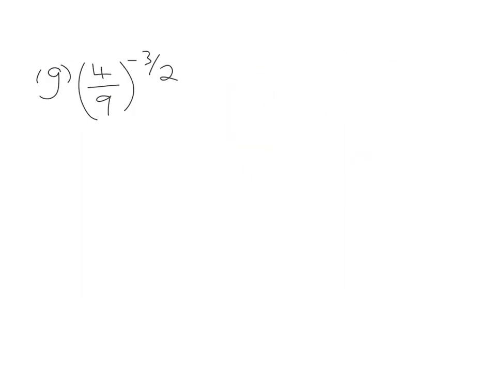Part G, 4 over 9 to the power of minus 3 over 2. So we said whenever it's a minus power, we do 1 over. So for a fraction, that means we turn the fraction upside down and we get 9 over 4 to the power of 3 over 2. Now the most common mistake people make here is they change the power to 2 over 3 instead of just 3 over 2. So remember, you're just losing the minus sign and you're flipping the fraction inside the bracket.